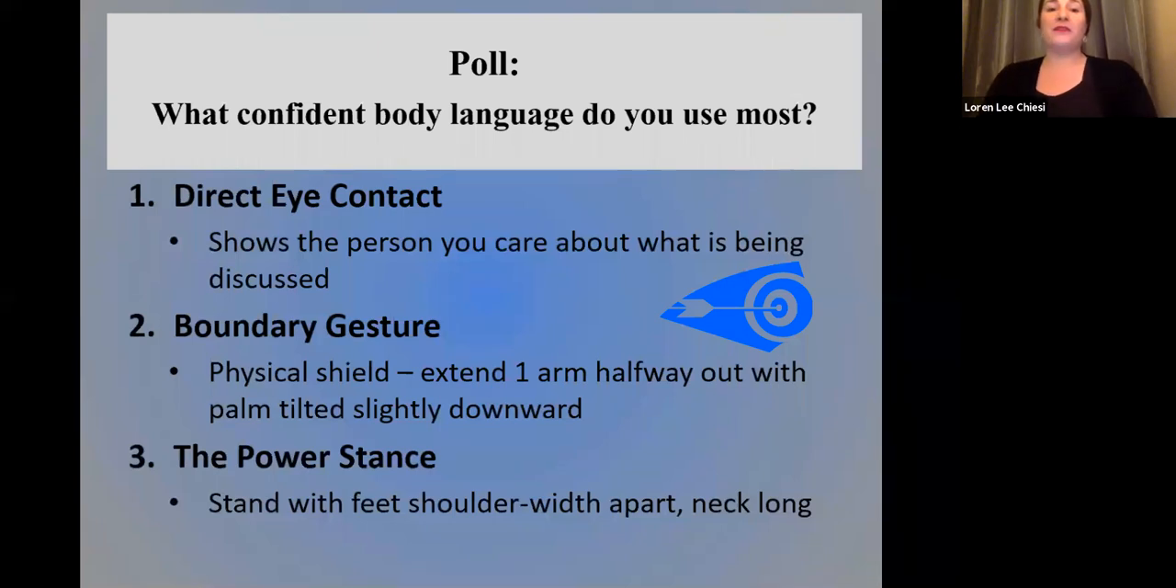Another thing about direct eye contact is make sure that you don't overdo it. You don't need to look somebody down, stare through their soul. Make sure that you're blinking a little bit, even if you're nervous, just to wet your eyes. Having too direct eye contact, not blinking and seeming almost robotic or fake, can be disingenuous.